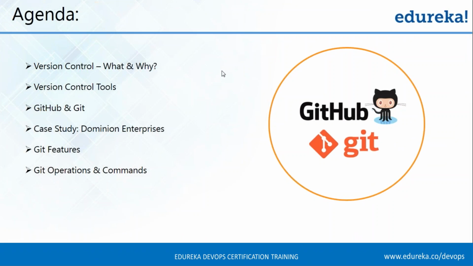Without any further ado, let us begin this tutorial by looking at the topics that we'll be learning today. At first, we'll see what version control is and why we actually need version control. After that, we'll take a look at the different version control tools. Then we'll see all about GitHub and Git. We'll also take into account a case study of Dominion Enterprises about how they're using GitHub. After that, we'll take a look at the features of Git, and finally we're going to use all the Git commands to perform all the Git operations. This is exactly what we'll be learning today.